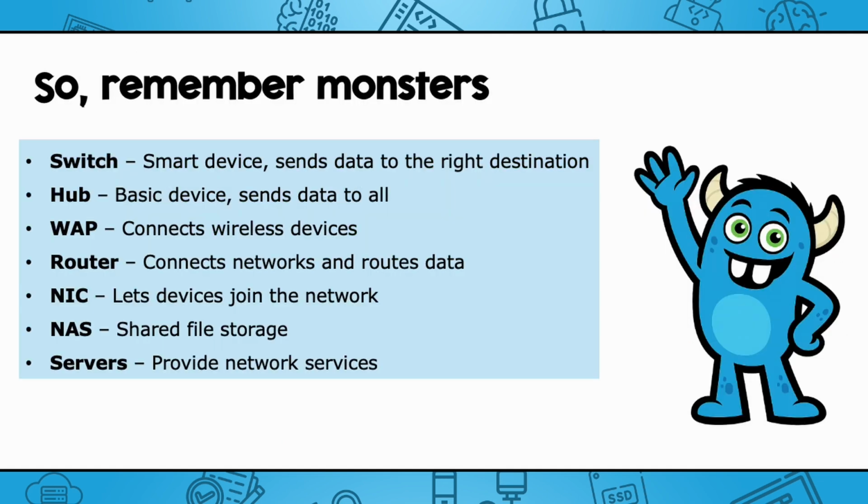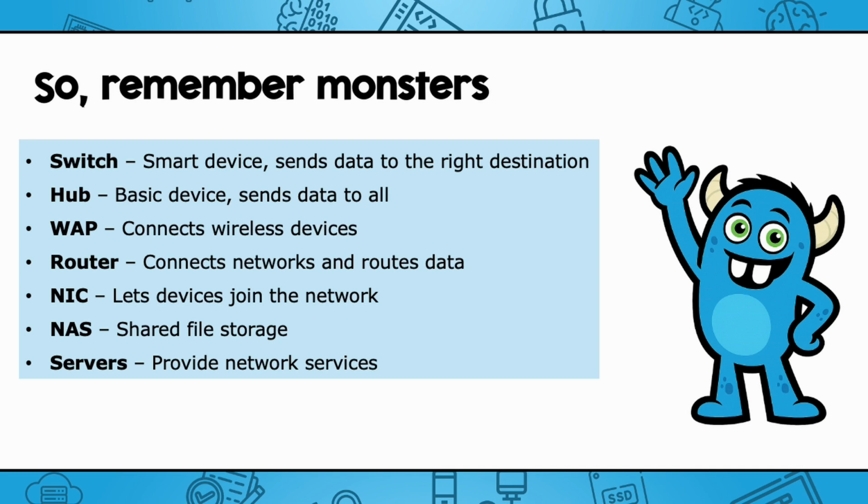So very quickly, a quick reminder: switches are smart devices that send data to the right destination. Hubs are basic devices which send data to all devices and will slow the network down. WAPs connect wireless devices to a wired network. A router connects networks and routes data, so it can connect a local area network to a wide area network.